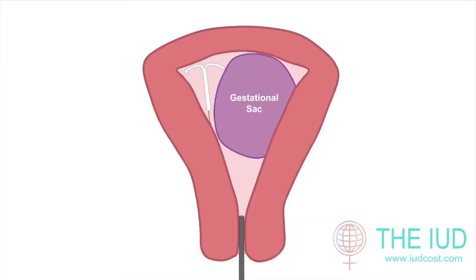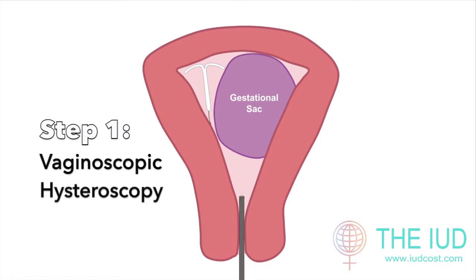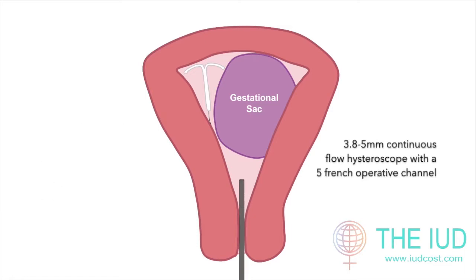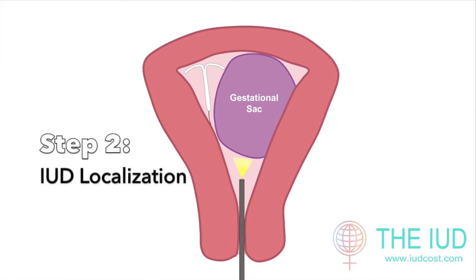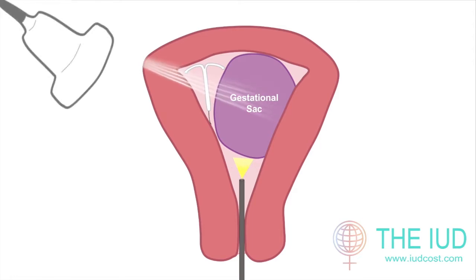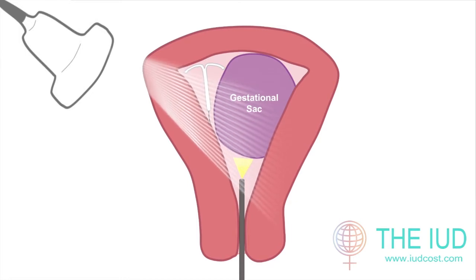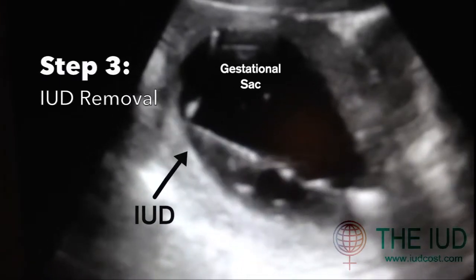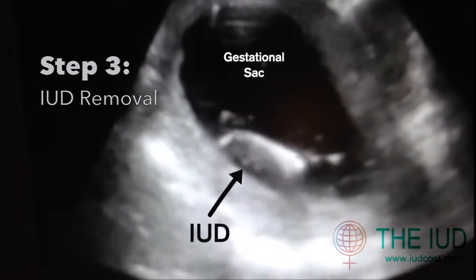This animation depicts the steps of the procedure. The first step is vaginoscopic hysteroscopy using a 3.8 or 5 mm continuous flow hysteroscope with a 5 French operative channel. The second step is IUD localization. If the IUD is not easily visible, or if it is located near the uterine fundus, ultrasound guidance is recommended. Ultrasound guidance can help identify the IUD and facilitate step 3, IUD removal in an uncomplicated fashion.